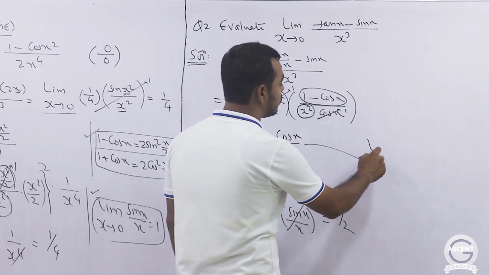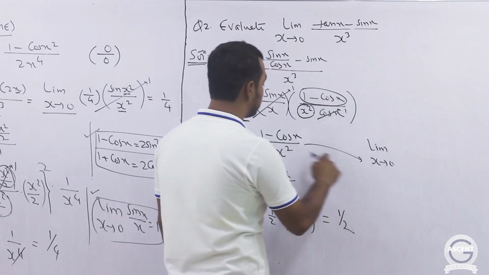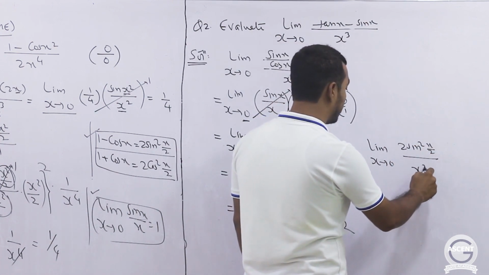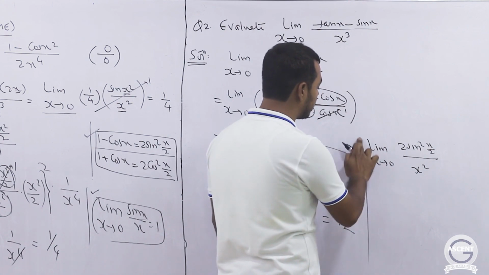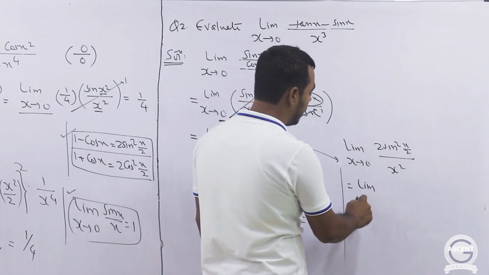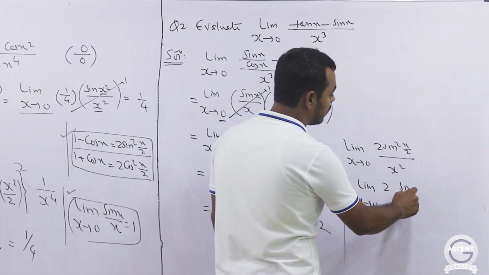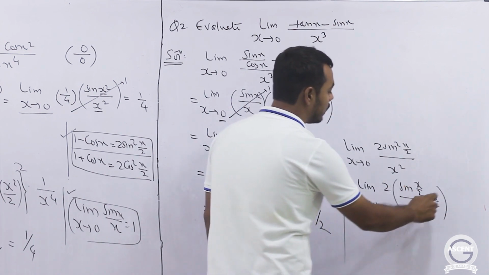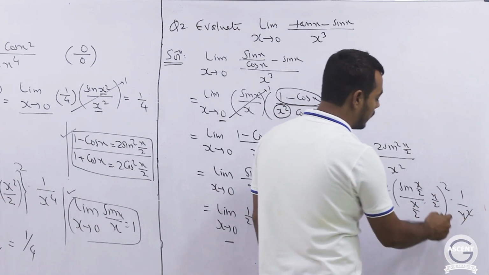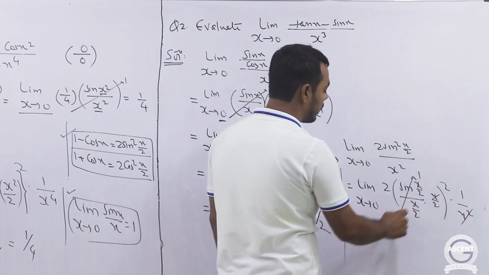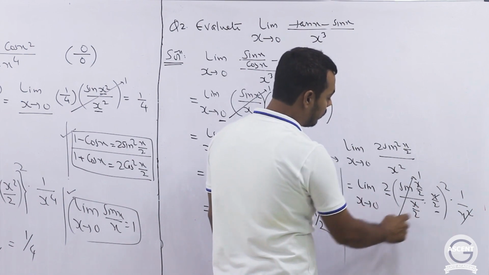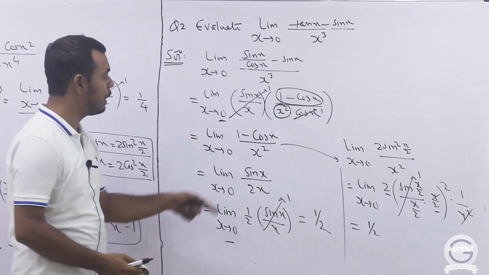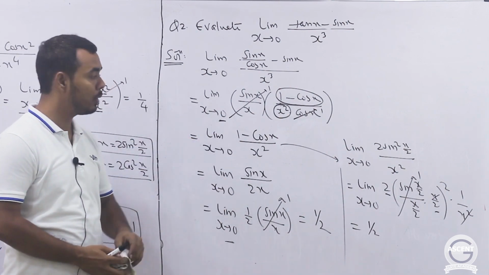You can also solve this using the second approach, using the trigonometric identity 2 sine square x by 2 by x square. So this will be limit x tending to 0 of sine x by 2 by x by 2 into x by 2 squared, 1 by x square. The x square will cancel, this will give us 1. Finally you will get 2 by 4, which is 1 by 2. So either you can solve using that trigonometric identity, or after this step apply L'Hopital rule.